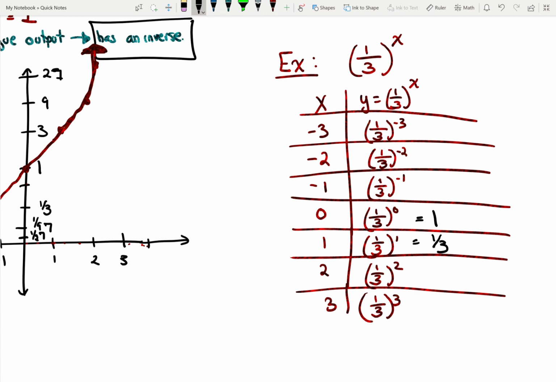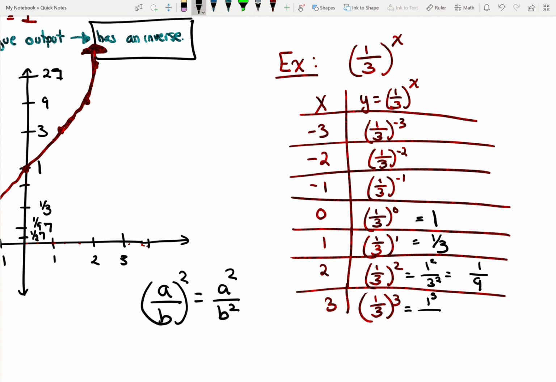Now, how do we approach 1 over 3 squared? Anytime you have a fraction squared, so if I have a over b squared, this is equal to a squared over b squared. So this is actually equal to 1 squared over 3 squared, which is just 1 over 9. Same thing here, because I have a 3 in the exponent, I'm going to raise each the numerator and the denominator to the third power. So I have 1 over 27.